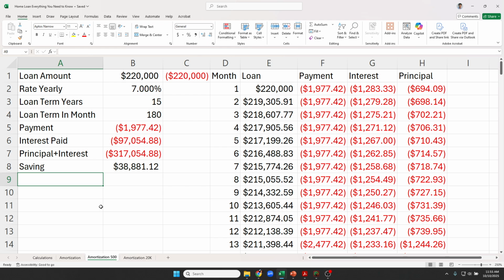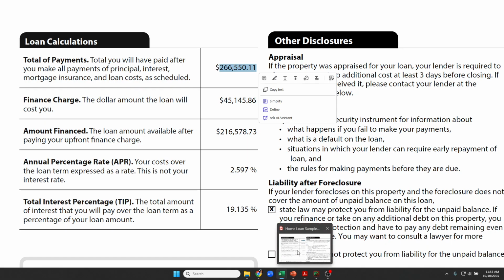So that completes everything I wanted to discuss here on home closing and understanding home loans.